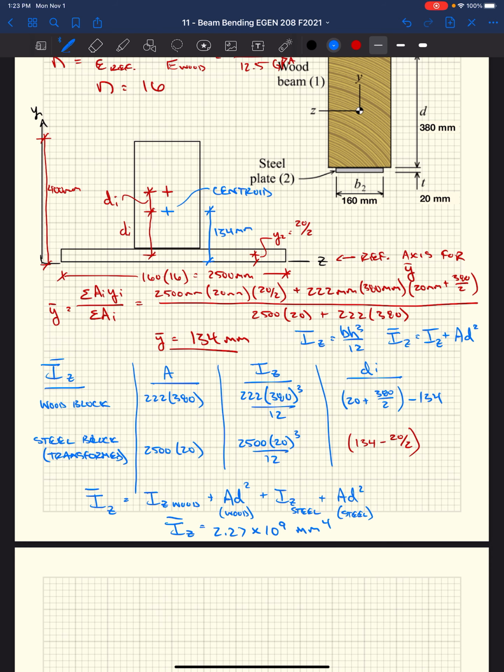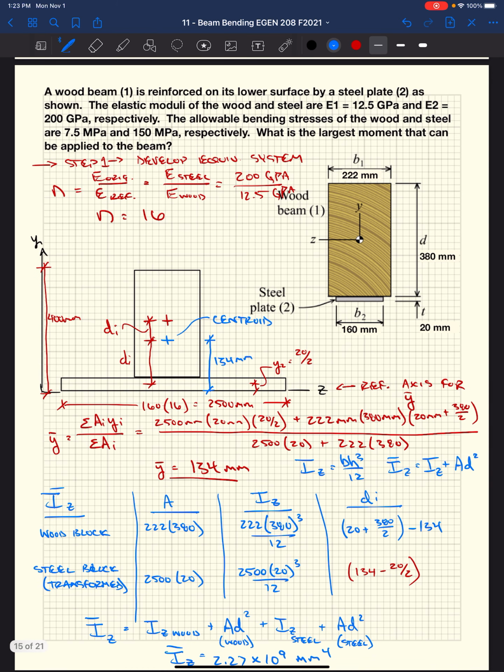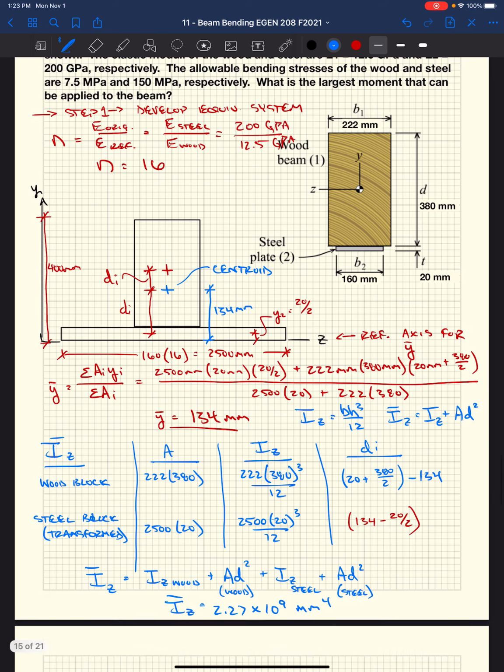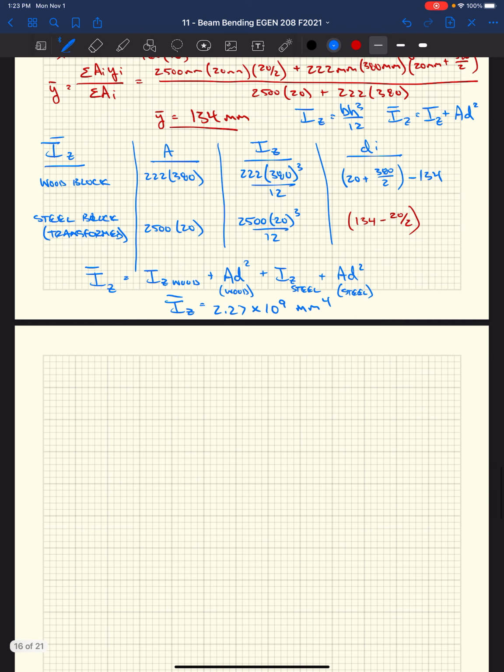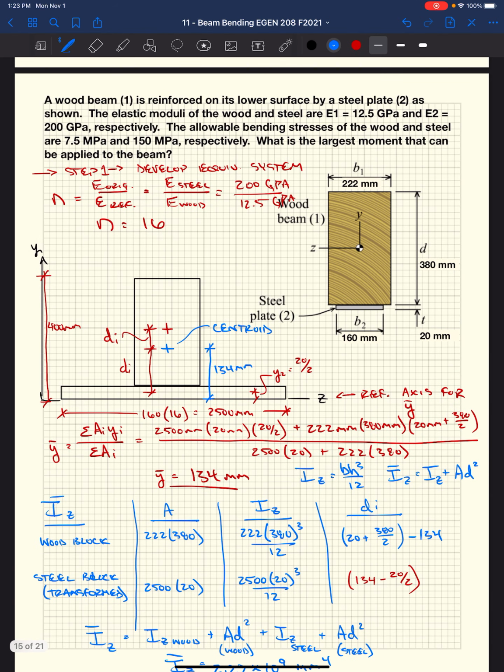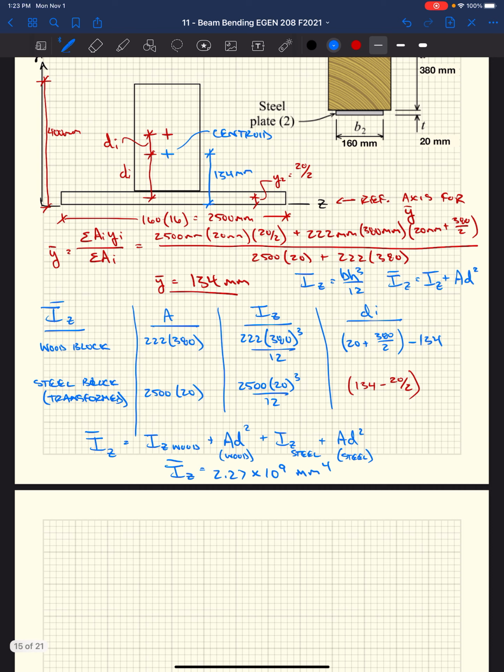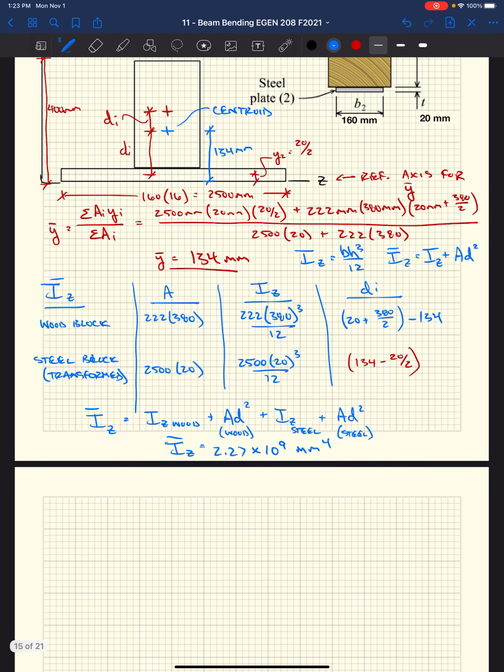They asked us for the maximum moment, the largest moment that could be applied to this beam. They gave us allowable stresses, the allowable bending stress of the wood and of the steel. So we really are starting out with our bending stress equation, negative My over I.